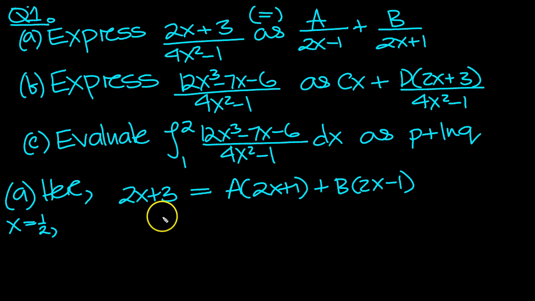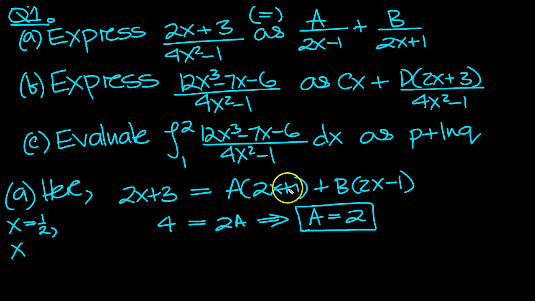2 halves of 1, 1 plus 3 is 4. 2 halves of 1, 1 plus 1 is 2. 2 halves of 1, 1 minus 1 is 0. That's why we substituted that value. So a here equals 2. 4 over 2 is 2.